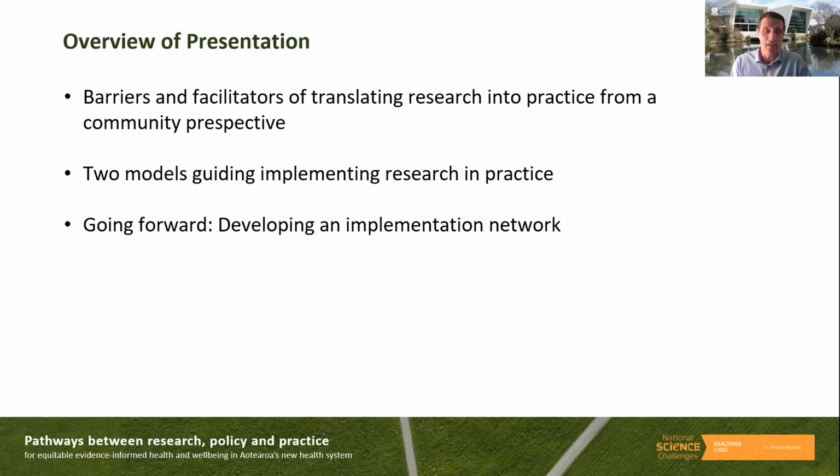So basically looking at primary research as well as some systematic literature that identifies these barriers and facilitators. Introduce two models that guide implementation research into practice, emphasizing some of these key aspects of co-design. And then going forward, my pathway going forward of the importance of developing an implementation network.